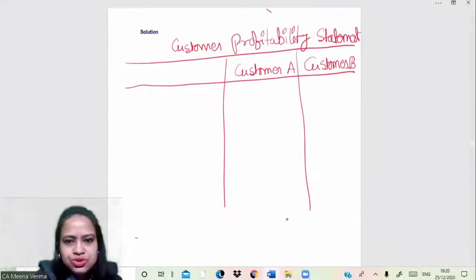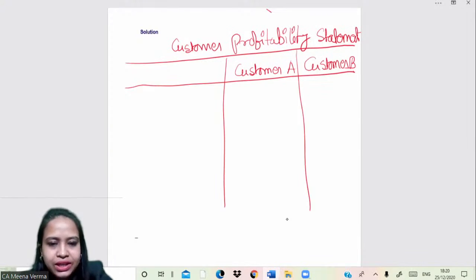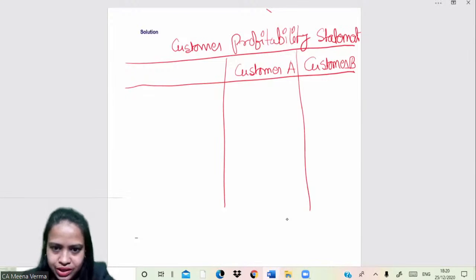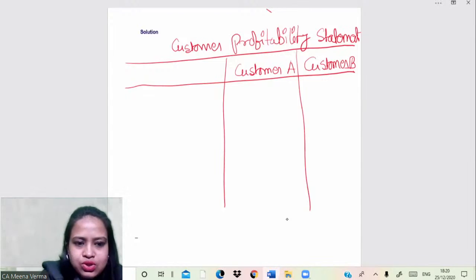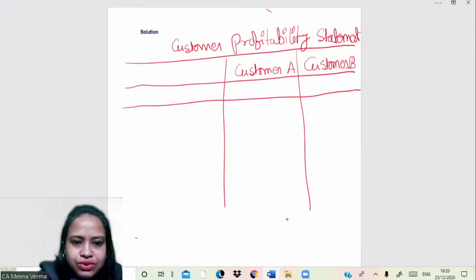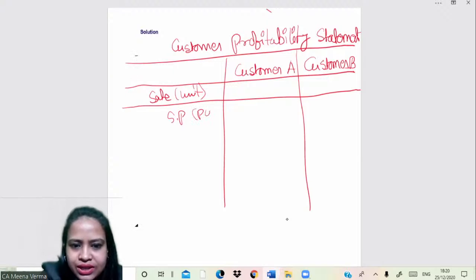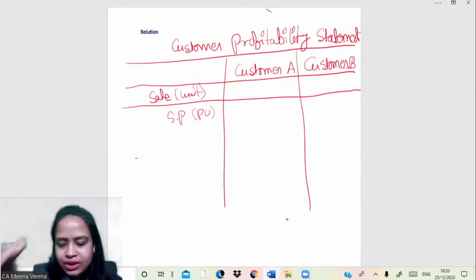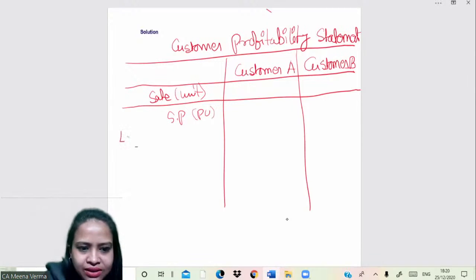So we have two options. Either we can calculate the total profitability or we can calculate the profit per unit. That depends on what you want to do; it's your choice. Here I'm calculating profit per unit. So first consider the number of units they are selling, then the selling price per unit for customer A and customer B, then less the discount which you want to give.